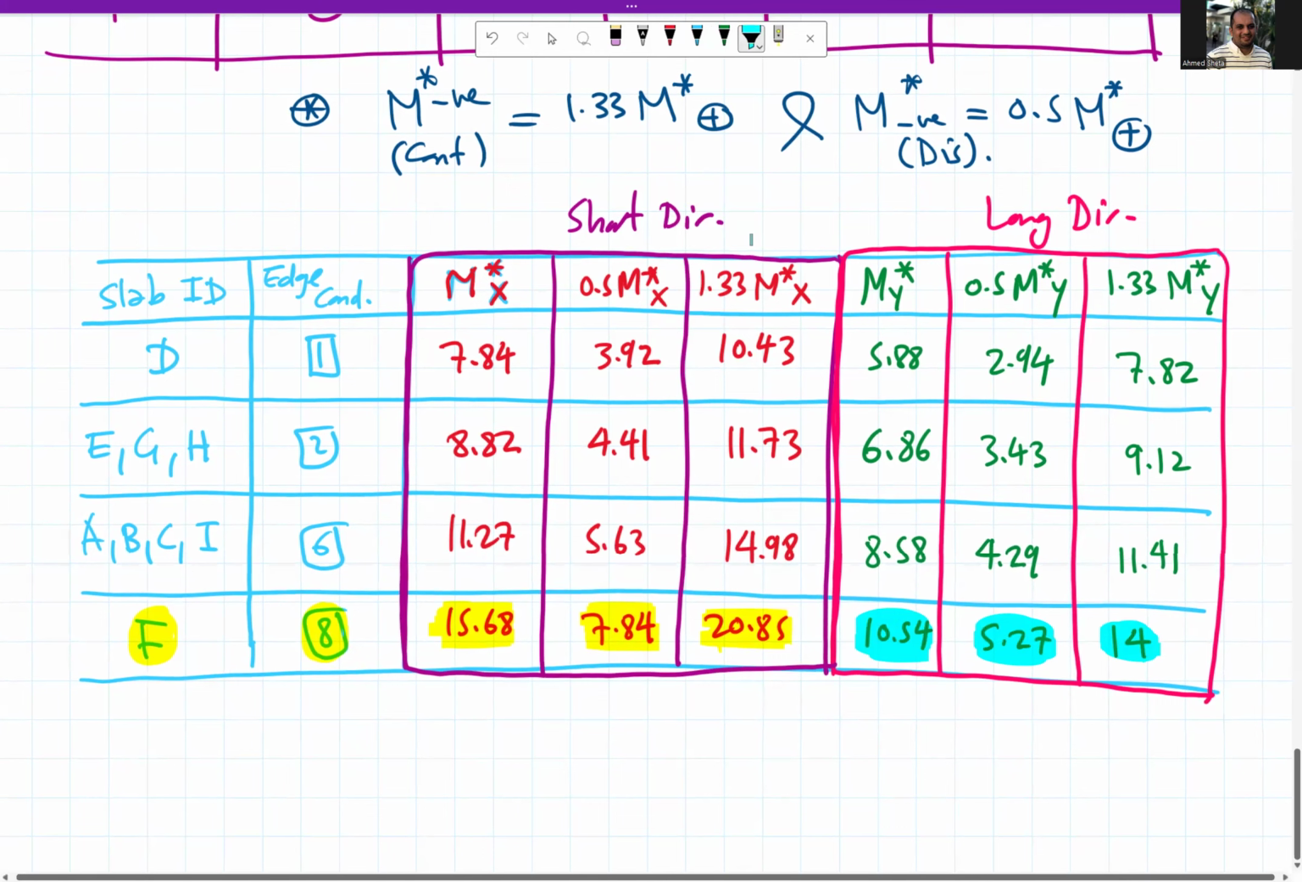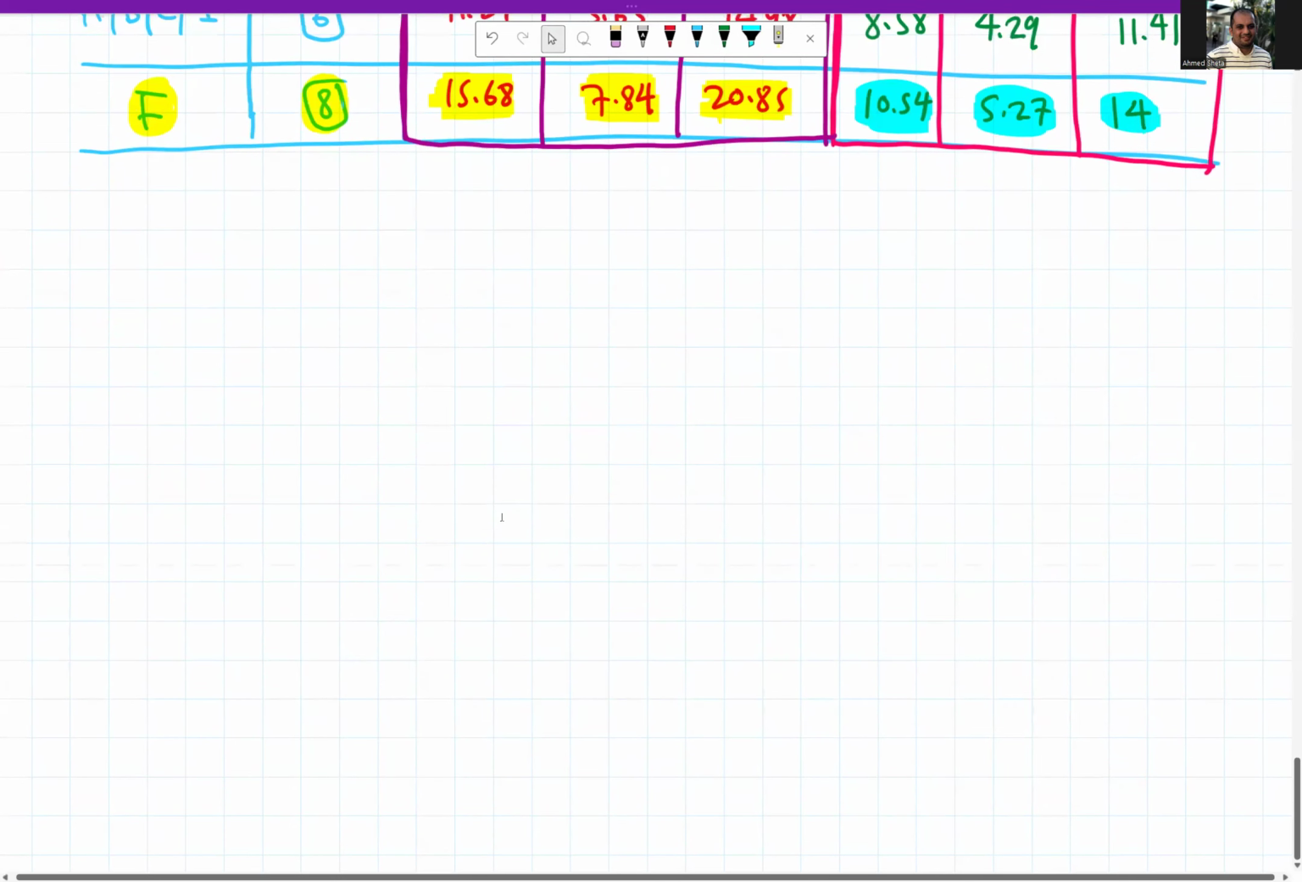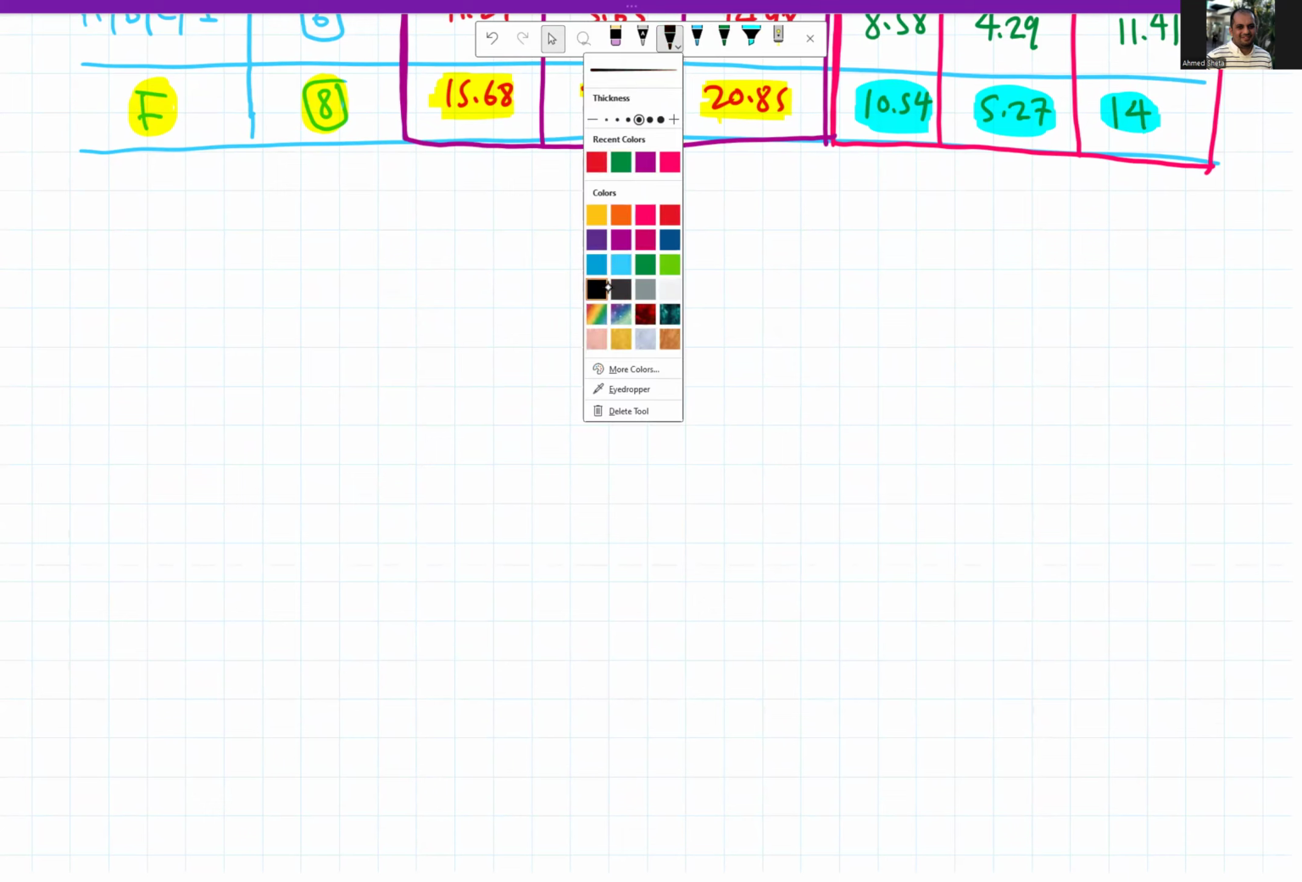So these are the positive and negative bending moments for the slab we have today. We can maybe, if you want, put this on the slab itself, like draw a diagram for the slab to show the moments on it. So I will draw the slab.